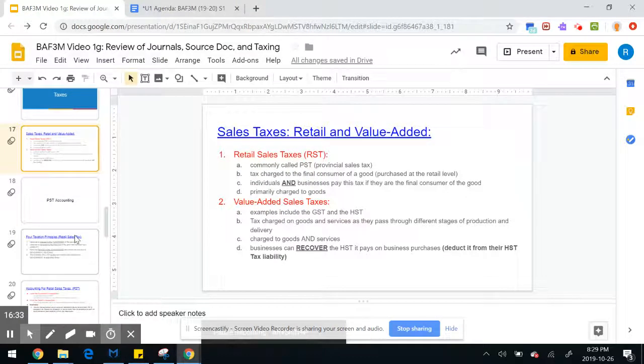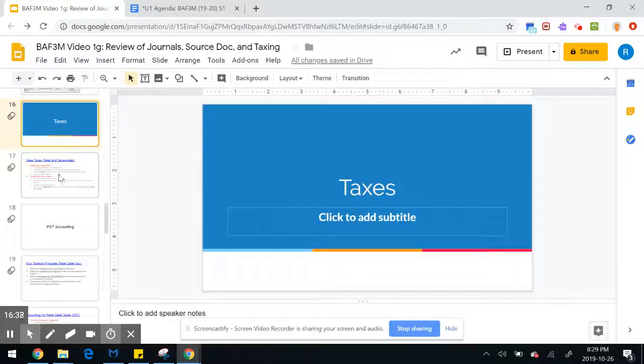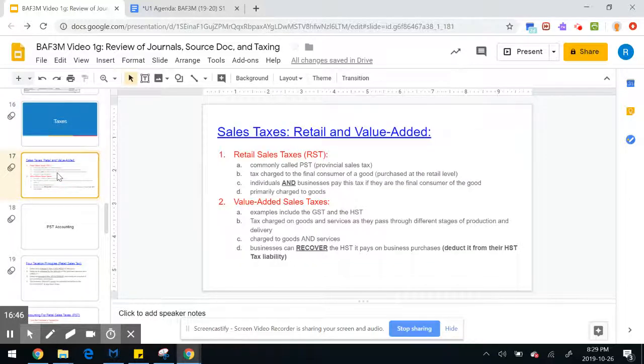So, when it comes to taxes, in this chapter there are other types of taxes that we haven't talked about. We did this in a warm up. We talked about how there's income tax, property tax, all kinds of taxes that are collected by the government. But what we're talking about here in terms of accounting is sales taxes. These are taxes paid on the sales of goods and services.